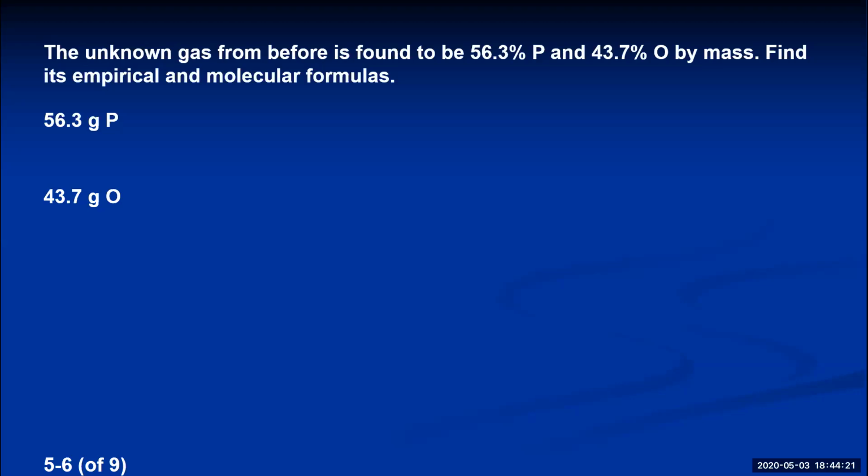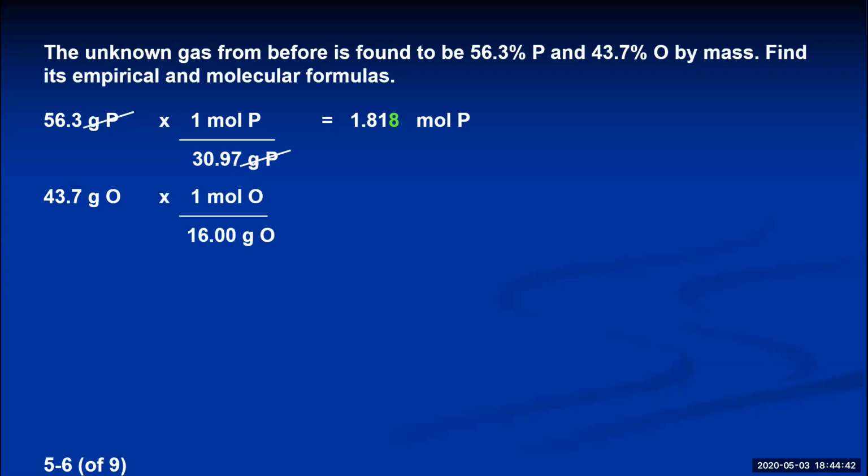To do an empirical formula determination, we want to know the number of moles of atoms of phosphorus and the number of moles of atoms of oxygen. So I'm going to use the atomic molar masses to convert these into moles. So dividing by the molar mass of atomic phosphorus, I get 1.818 moles. And I'm trying to calculate how many oxygen atoms are in the formula. That's why I use the molar mass of atomic oxygen. This will tell me that there are 2.73 moles of atomic oxygen in this 100-gram sample.